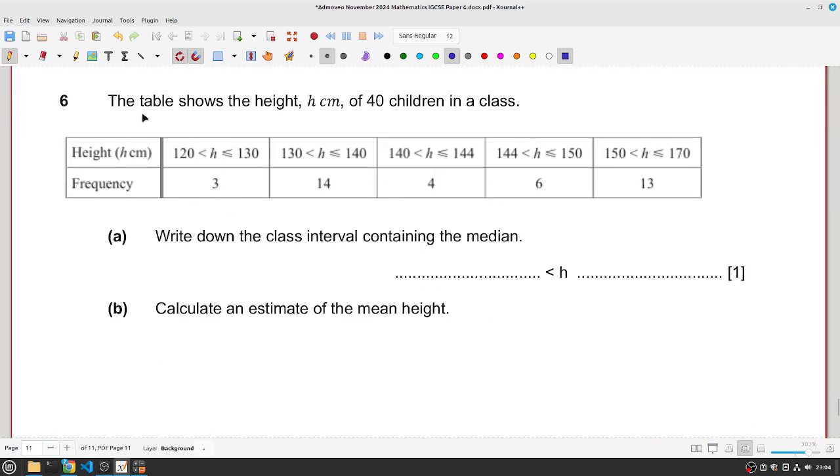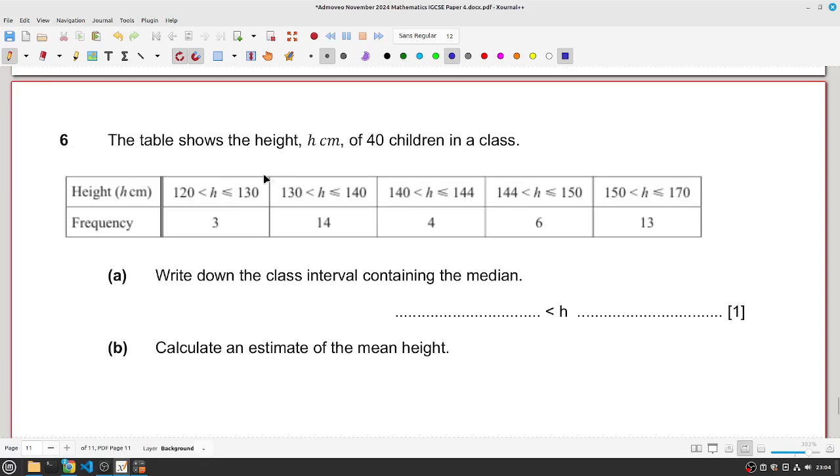So here we have a table that shows the height, h centimeters, of 40 kids in a class. Again, it's displayed in a sort of frequency diagram here. What will we switch to? Does bright green work? Can we see that? Yeah, we can see that. Okay, let's do that. Write down the class interval containing the median.